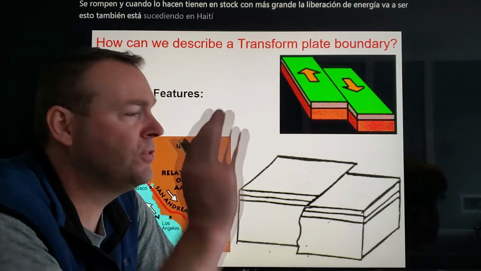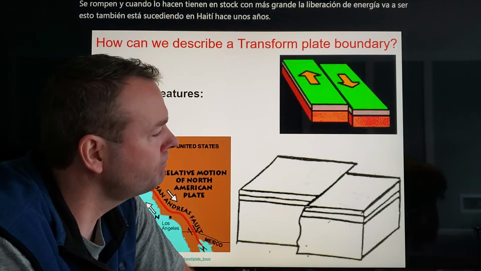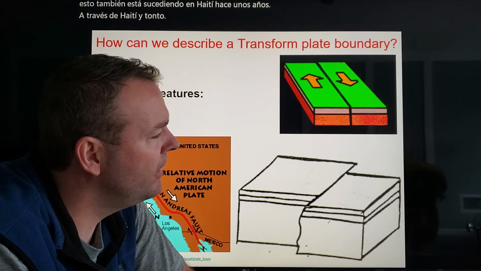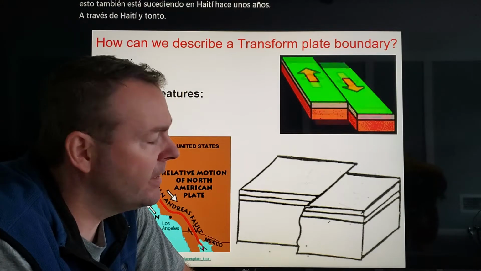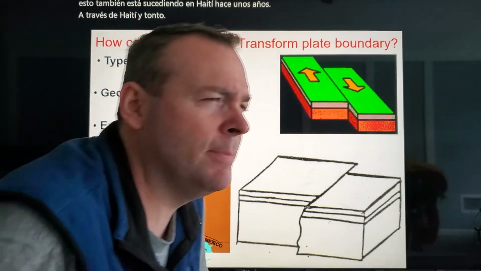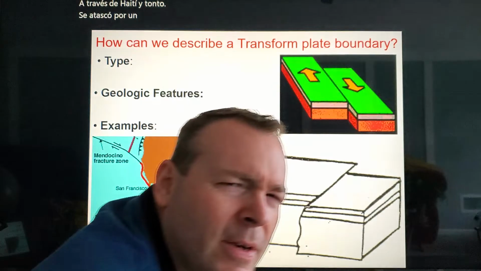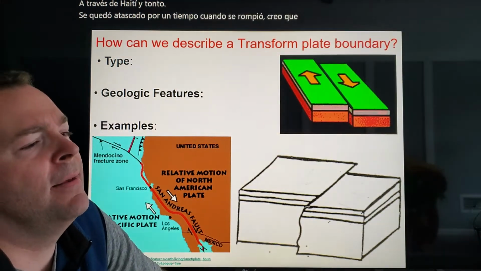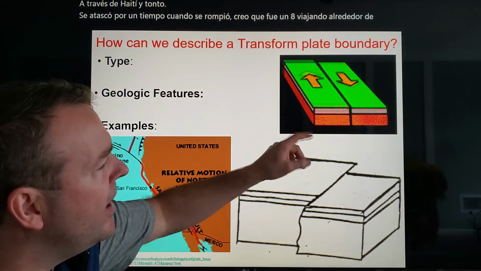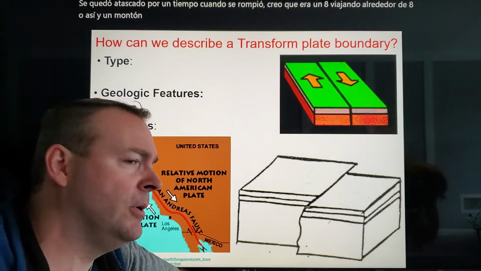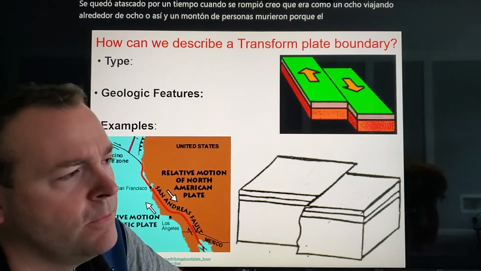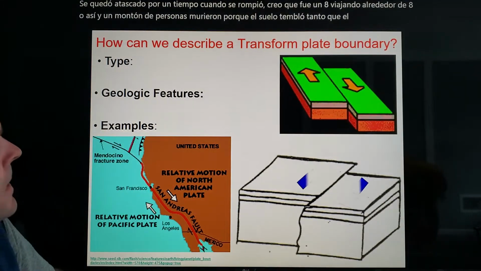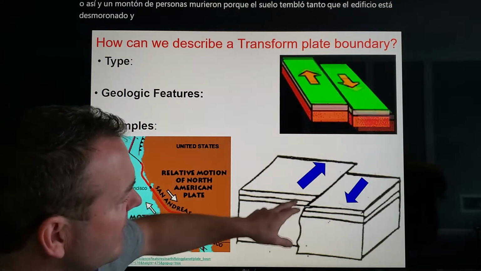That fault that cuts through Haiti and the Dominican Republic there, it got stuck for a while. And when it snapped, I believe that was like an 8, right? Was that around an 8 or so? And a lot of people died because the ground shook so much that the buildings just crumbled, and it was a disaster. Okay? But there you have it. Trying to slide past each other.